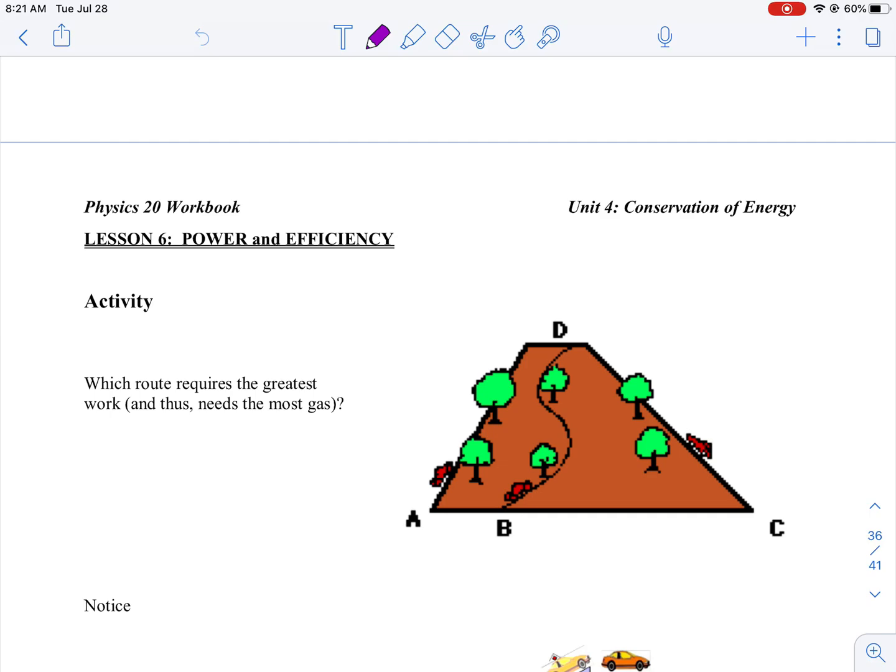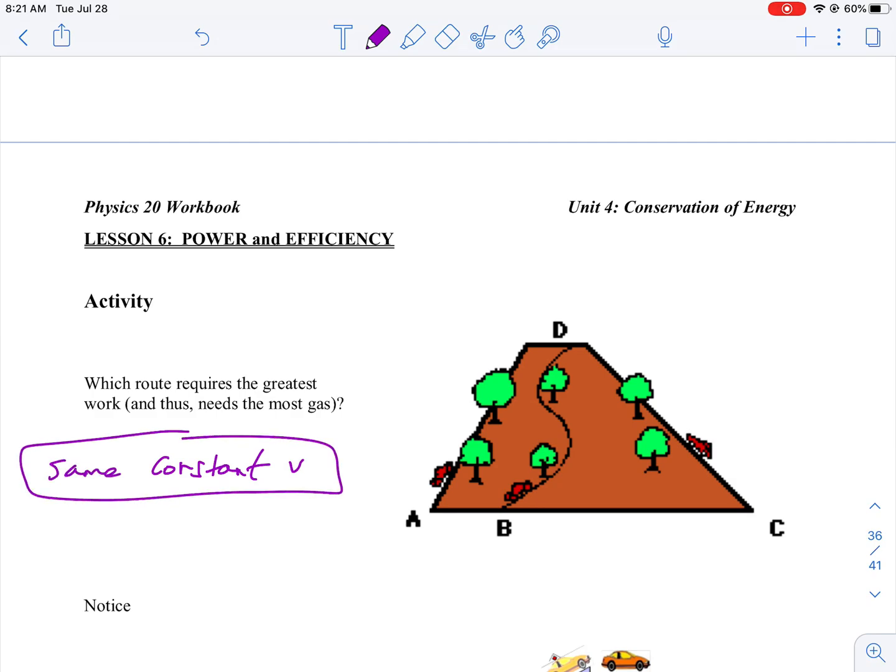And here's a really important question in the area of Physics 20. We have the same vehicle in all these three different paths, and they're all going to go up at basically the same speed, a constant speed all the way through. So just keep in mind, they're all basically going up at the same constant speed. And our question is, which route would you expect, A to D, B to D, C to D, which one would actually require the most gas?